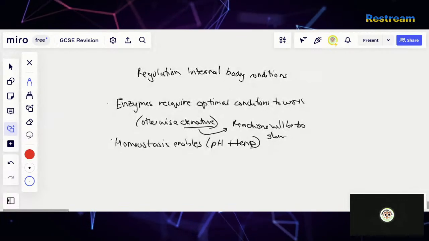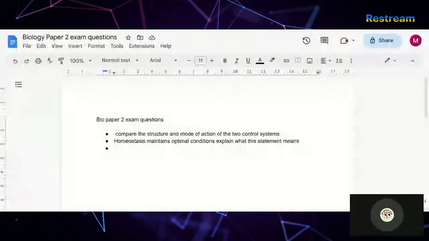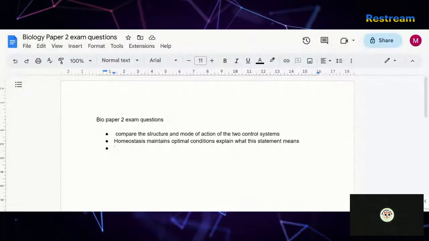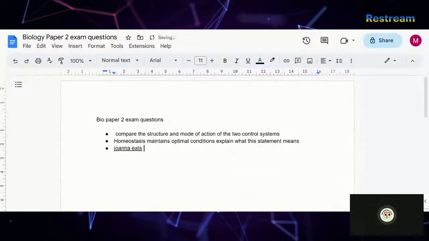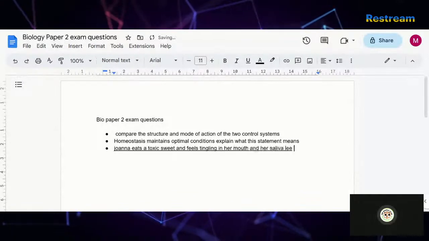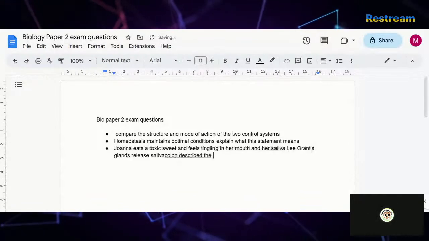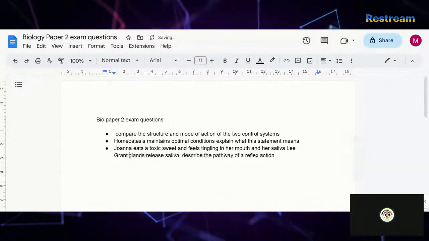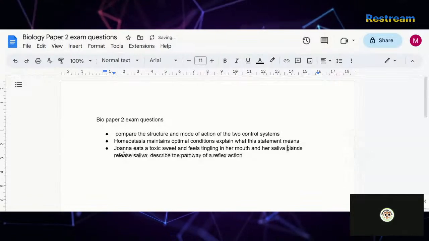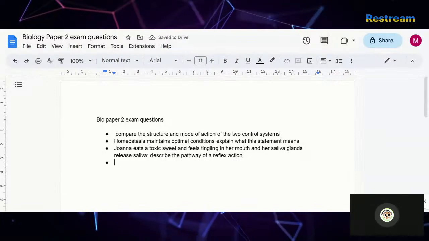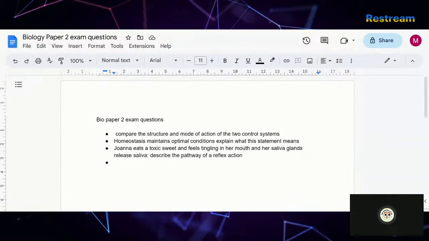Okay, let's move on to the next question. Joanna eats a toxic sweet and feels tingling in her mouth. Salivary glands: describe the pathway of a reflex action. So we've got the fact that she eats a toxic sweet and feels a tingling in her mouth. Let's go through the reflex action for this question.